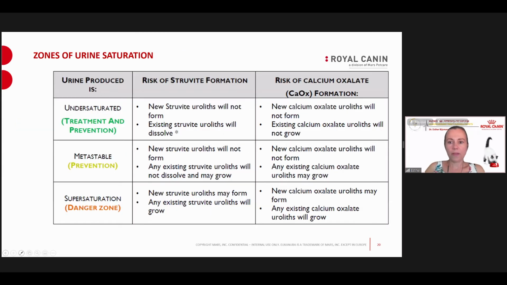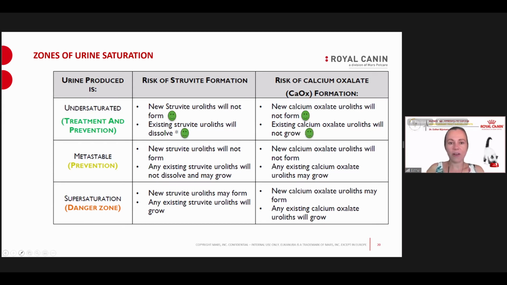So there are a lot of animations on this slide, and I'm going to talk through them because otherwise it's going to be a very busy table. But I just want to reflect on these zones of saturation in a slightly different way again. If you are in the undersaturated zone, new struvite uroliths will not form, neither will calcium oxalate uroliths, and existing struvite uroliths will dissolve if an existing bacterial urinary tract infection that might play a role is also treated at the same time.